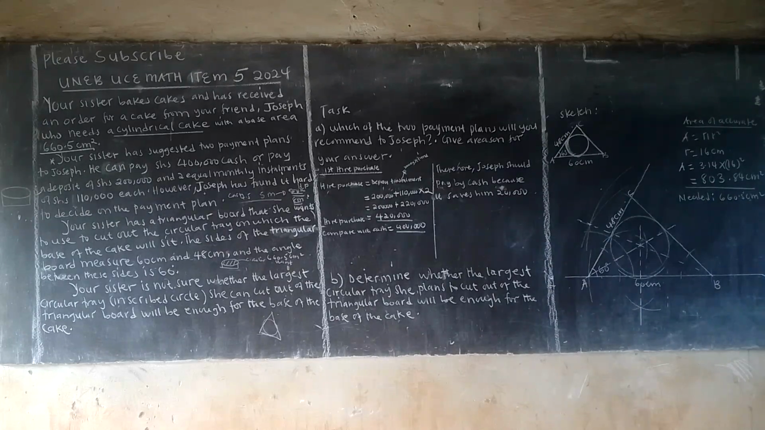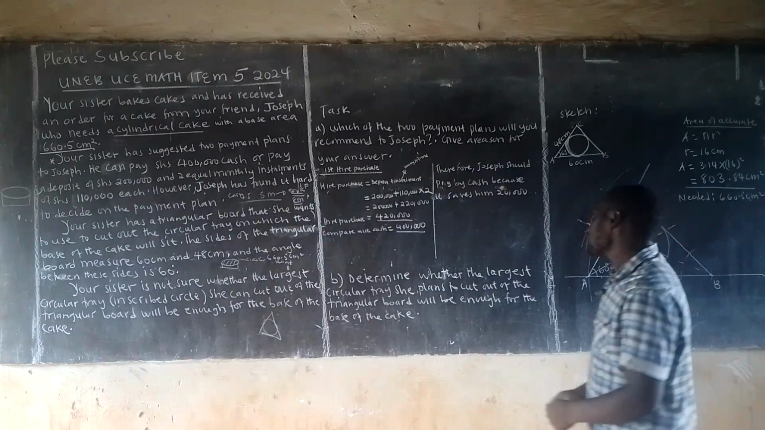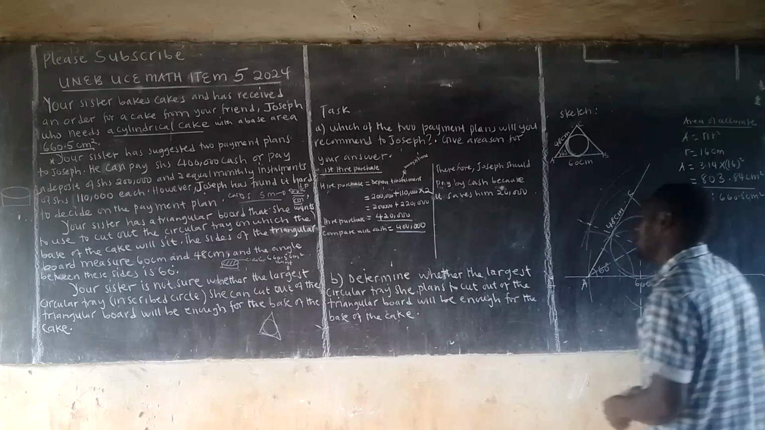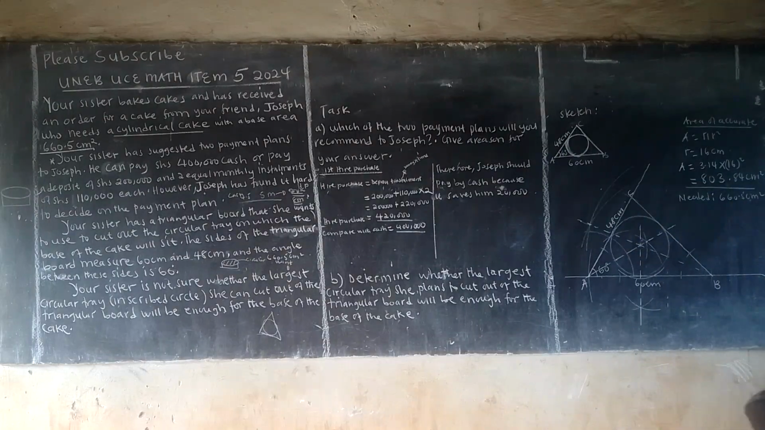So you can say conclusively, therefore, since the area of the accurate drawing from the triangular board is bigger than the needed area, it will be enough for the base of the cake. As simple as that.